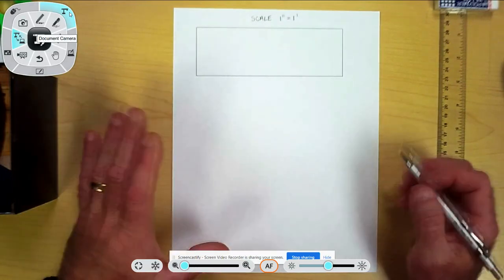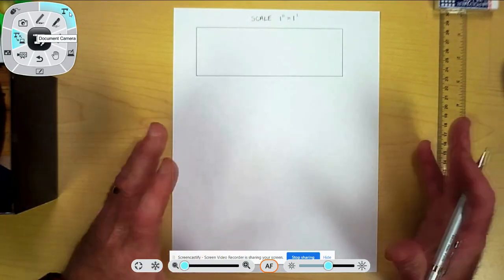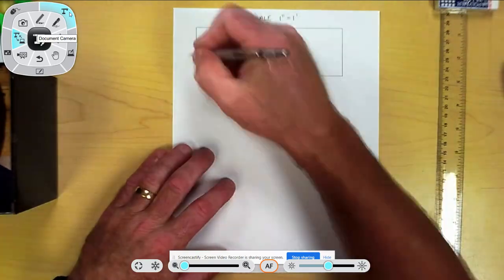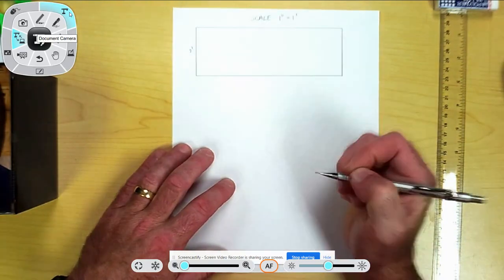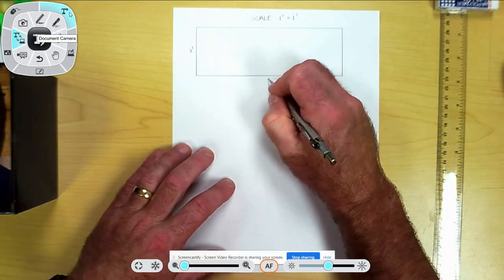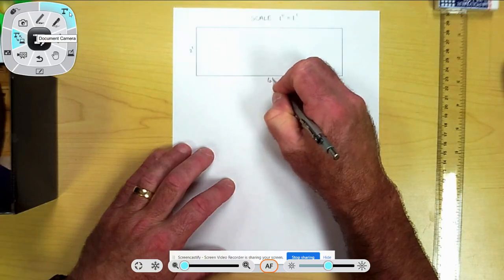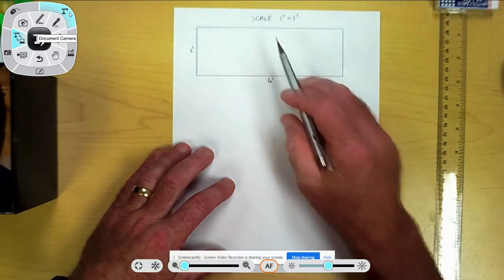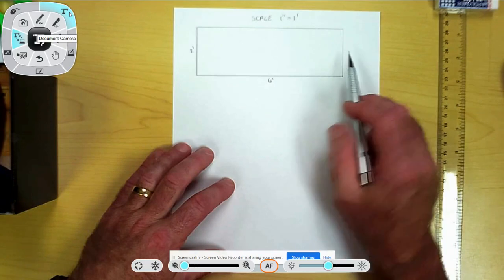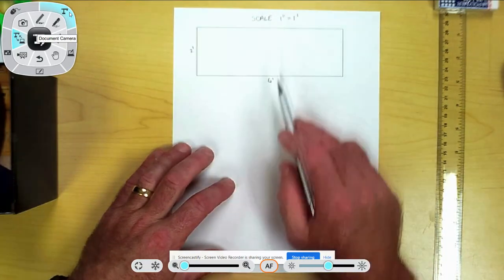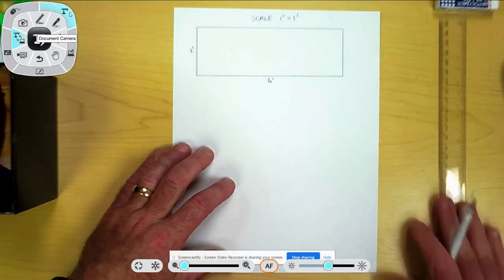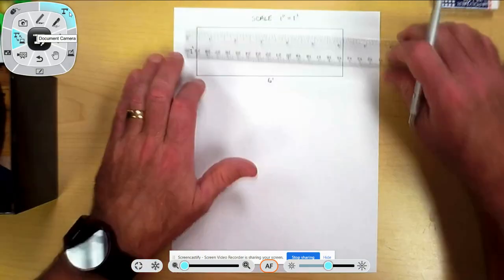But now that we've got this drawn, we need to dimension it, because right now it just looks like a rectangle. So we know this side is going to be 2 feet, and we know the bottom is going to be 6 feet. Okay, we don't have to put a dimension up here or over here, because these are the same and the top and the bottom are the same. Okay, so let's draw in our extension lines.